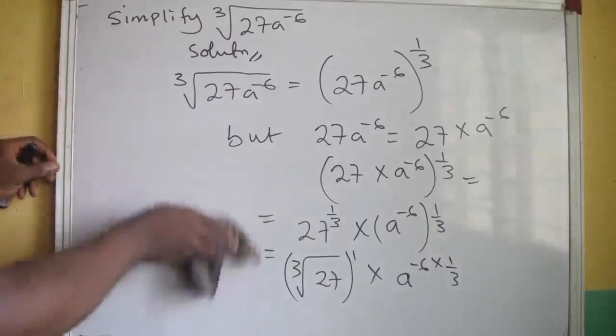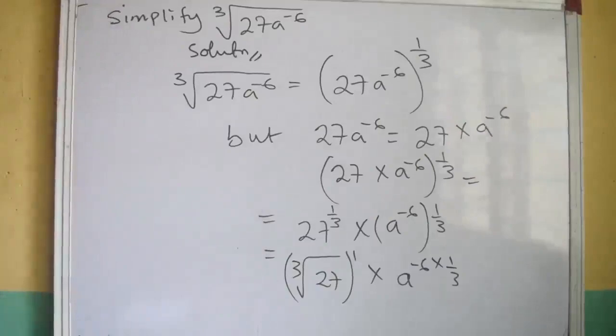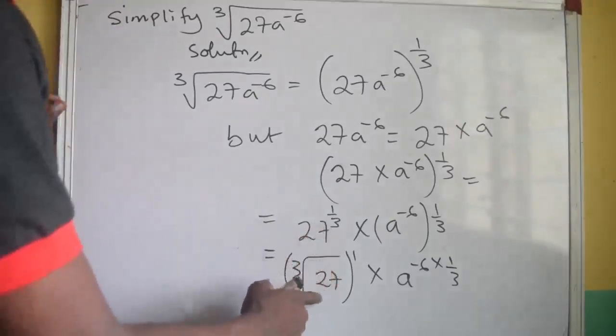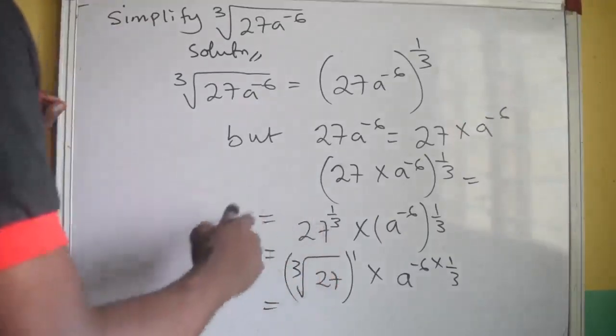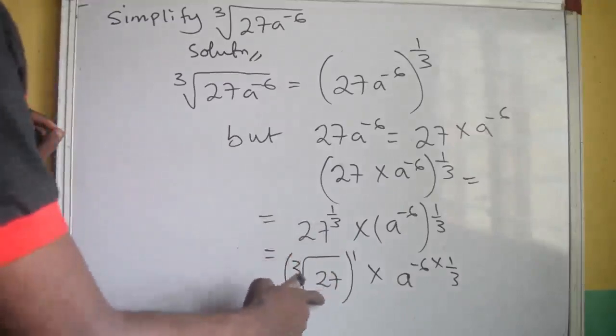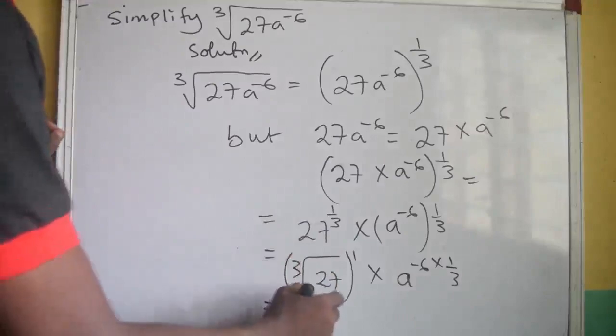Please do yourself good to watch the laws of indices on my YouTube channel. So we have this guy: cube root of 27 is asking you what number can multiply itself 3 times to give you what is inside there. Only 3 can do that.